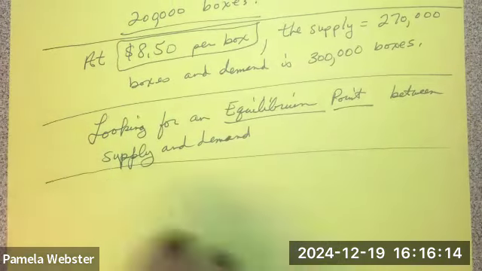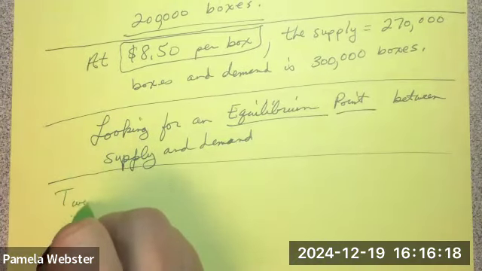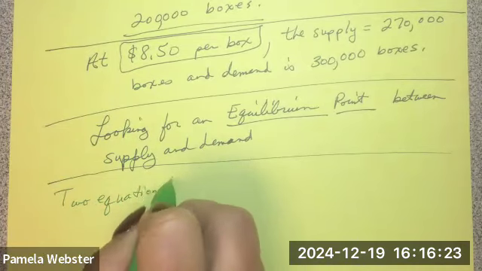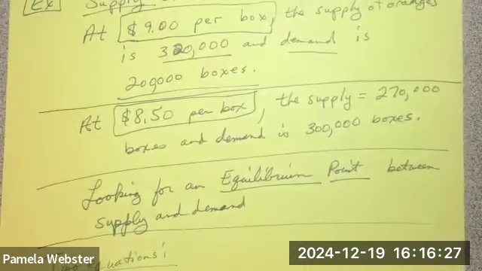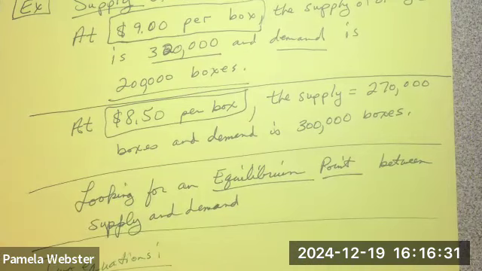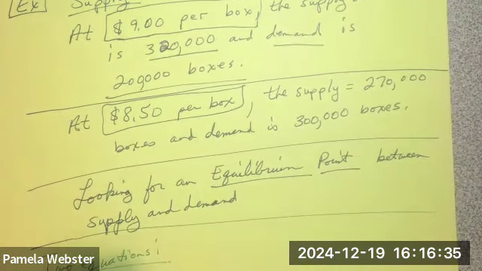So in reality, what's going on is we have two equations here. We just don't know it. Two equations, and they're both called price equations. One is for the supply and one is for the demand. So this particular problem first says find the price supply equation.